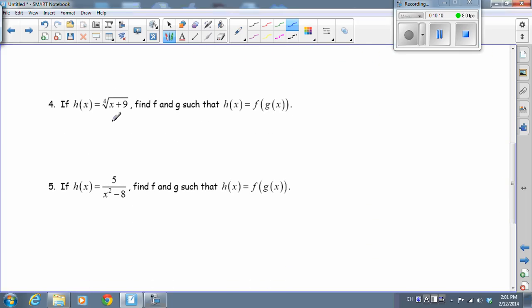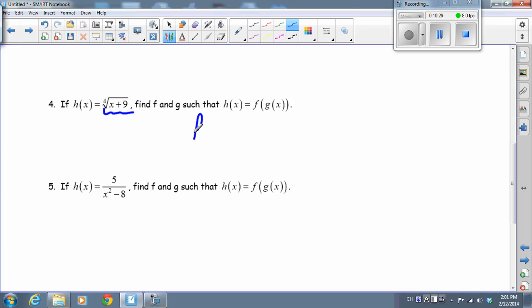If h of x is equal to the fourth root of x plus 9, find f and g such that h of x is f of g of x. Well, the first thing I will say is this one represents your result, and you want two functions that will result in this after you use the composition.